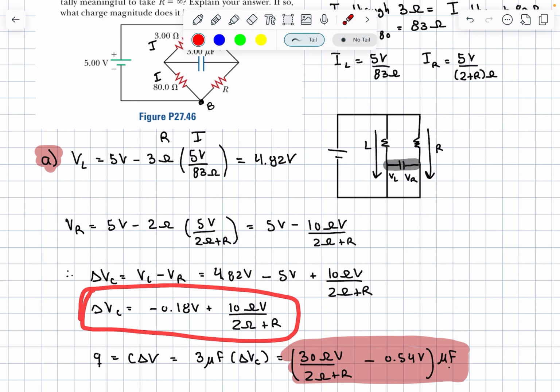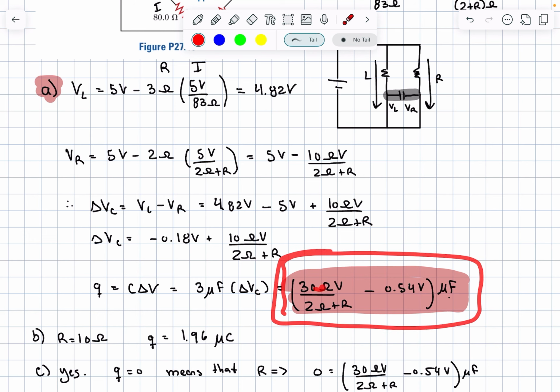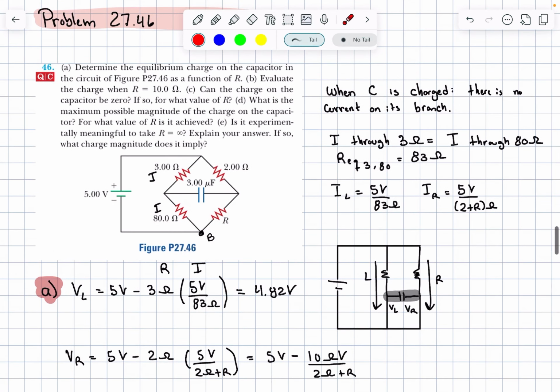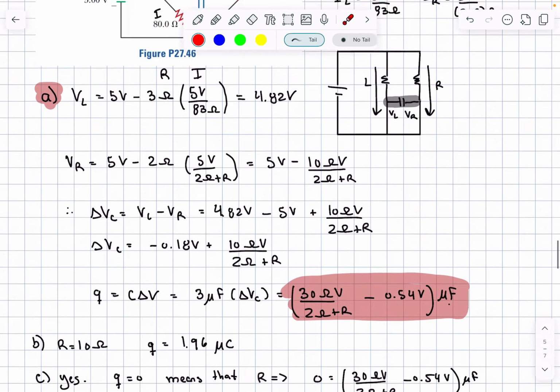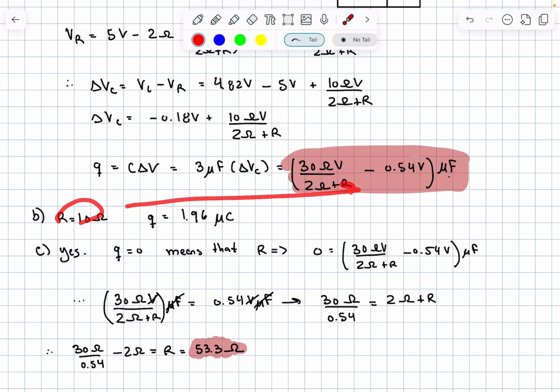The last thing we need to do is multiply that by the capacitance to figure out the charge. So we multiply that by 3 microfarads, and we get this as our answer here. Notice how I've kept my units everywhere. They're going to cancel out once I find R. Now part B says, evaluate the charge when R is equal to 10 ohms. Pretty easy. I take this equation, insert 10 ohms into it, do the math, and find Q is equal to 1.96 microcoulombs.